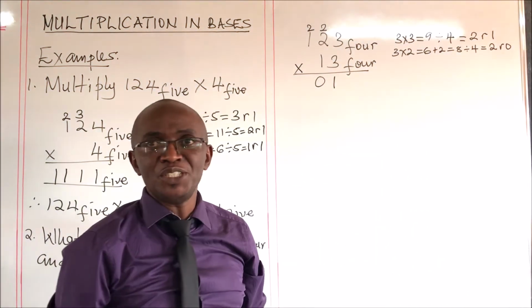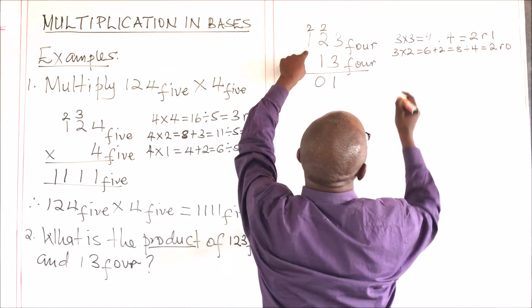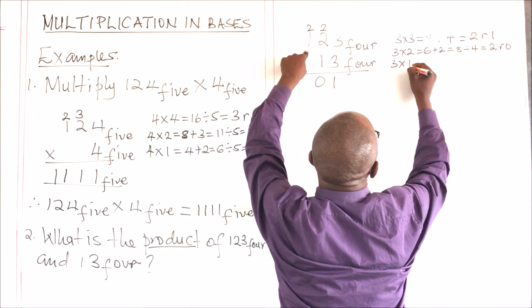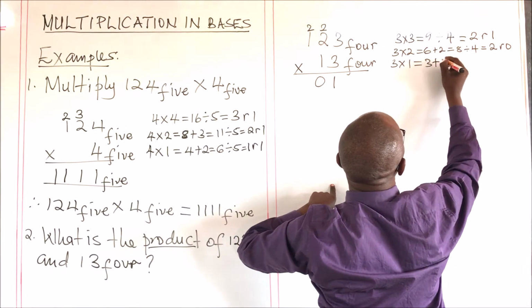I believe we are moving together. So now, 3 times 1, I get 3. But I carried a 2, so I add 2.